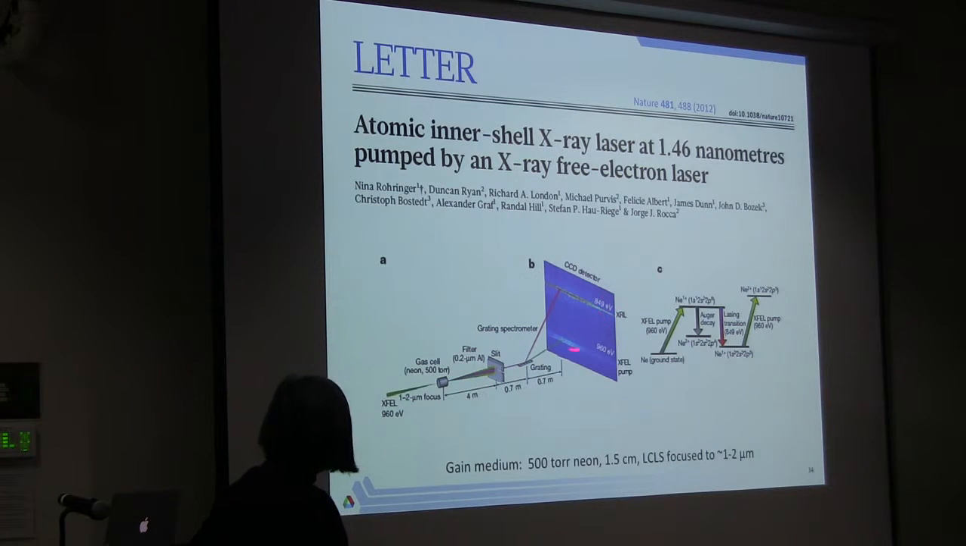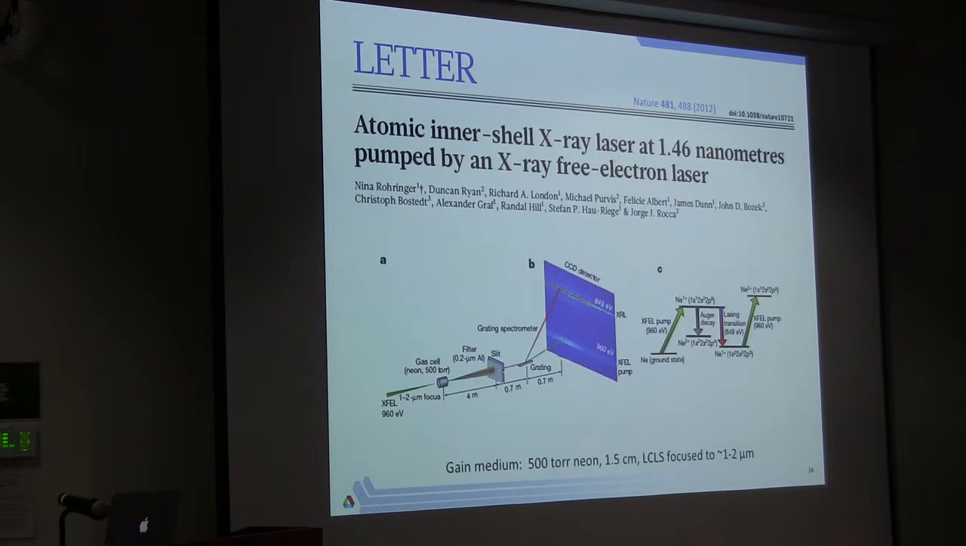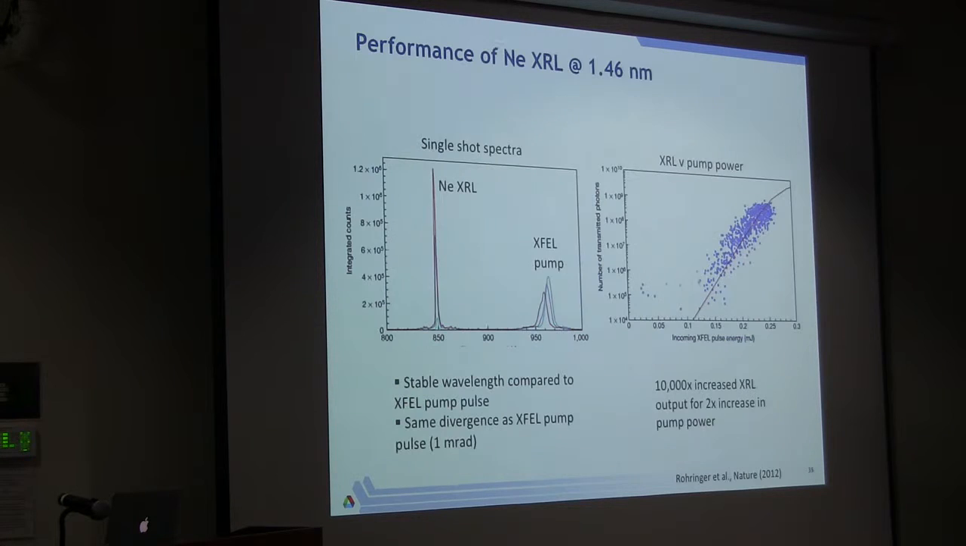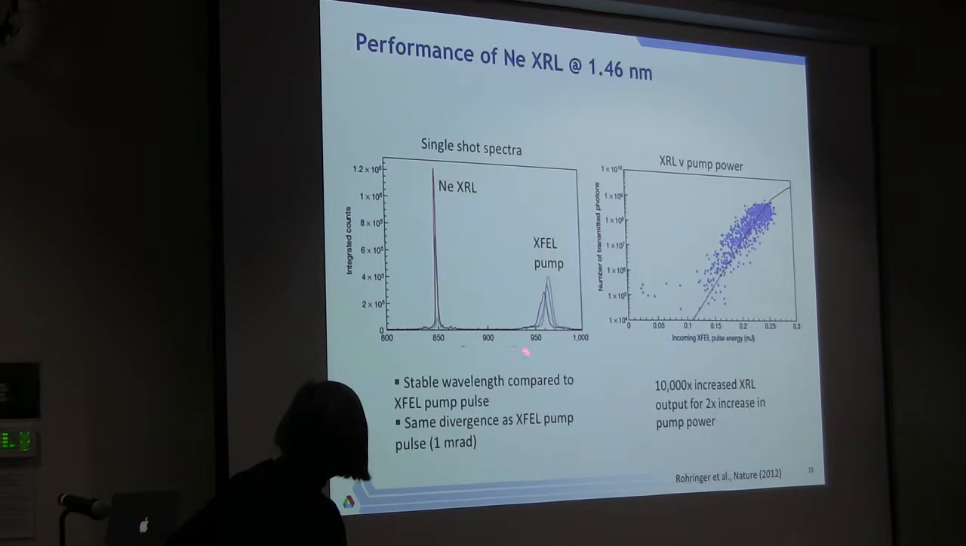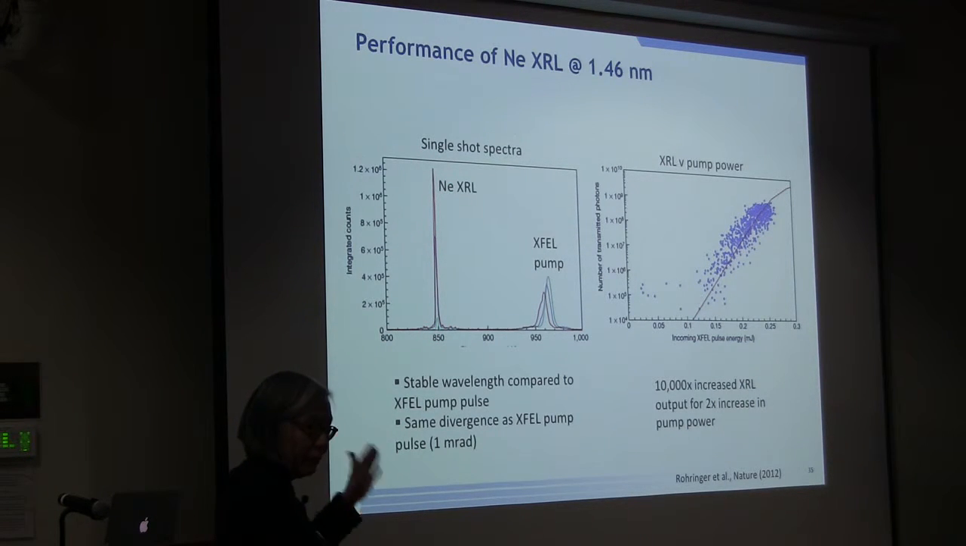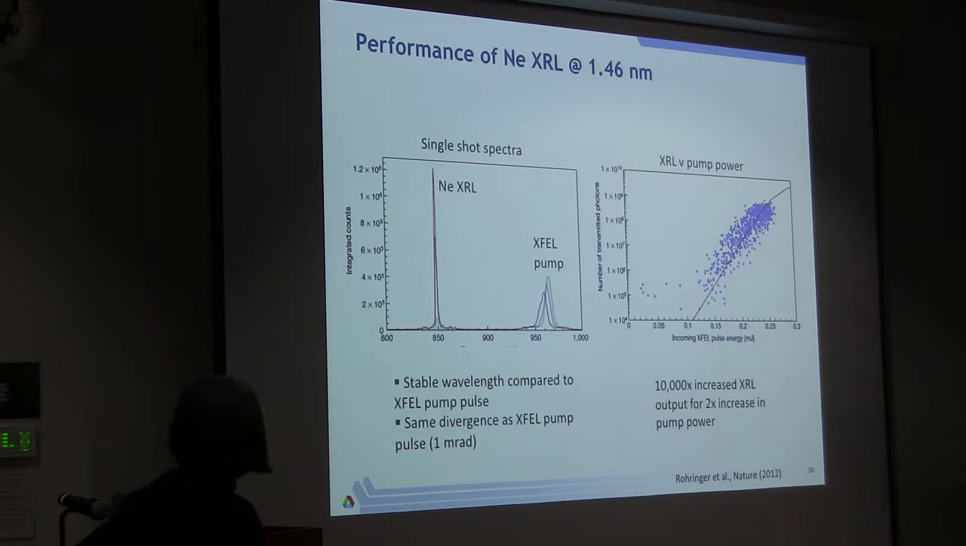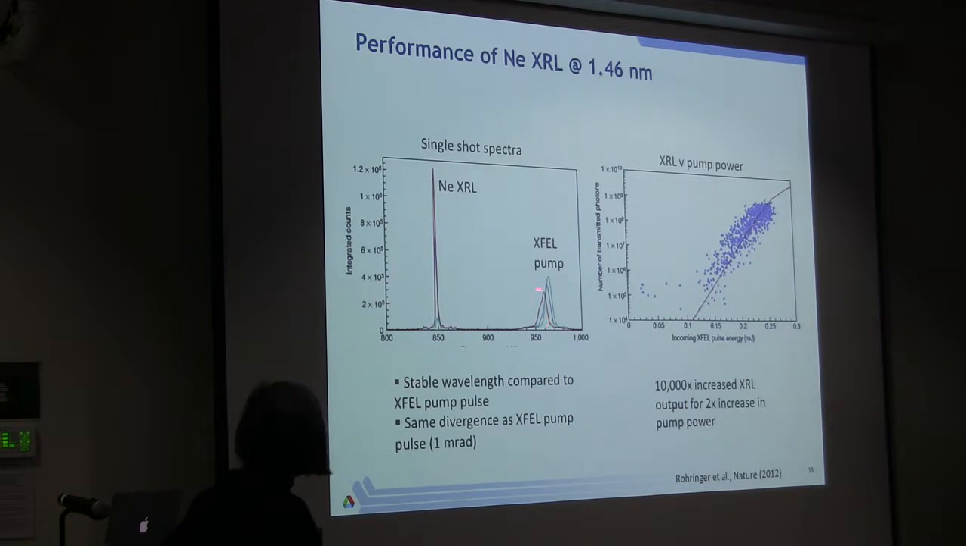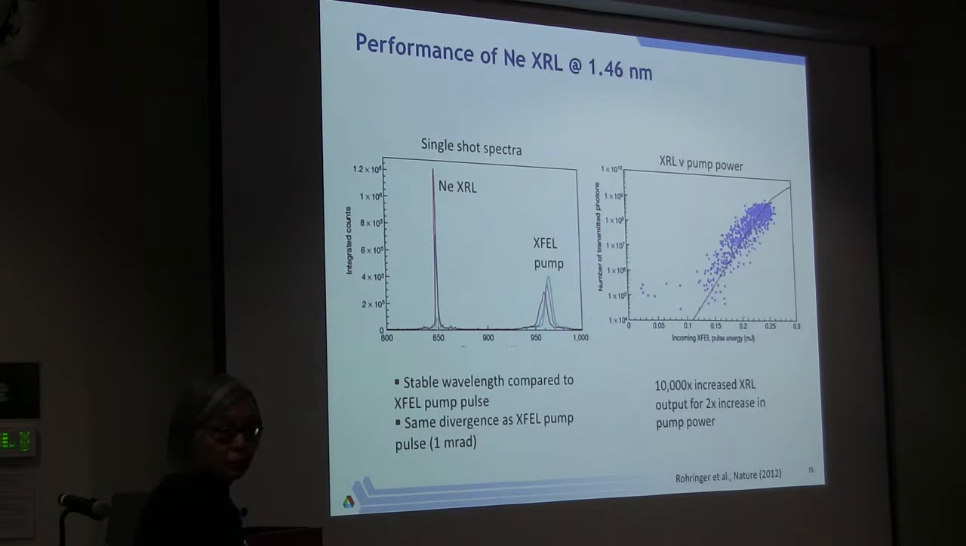You disperse the radiation onto a CCD detector, and you can see what actually happens with those two things. And it's quite remarkable, right? So here's where the XFEL pump came in, and here is the actual neon X-ray laser, which is exactly the same line that we were using for the Rabi flopping earlier. It's just this 1s to 2p line, the Lyman alpha line. It's very, very stable with respect to the pump laser, and it has the same divergence as the pump laser.